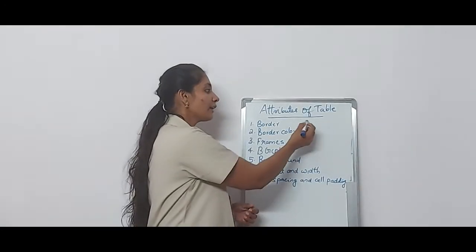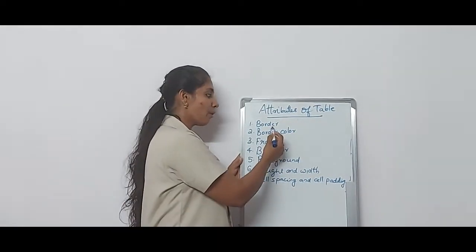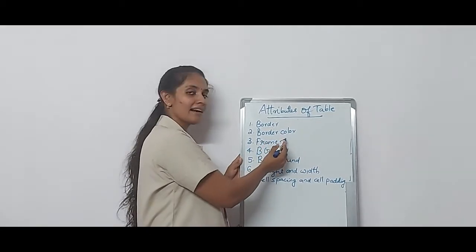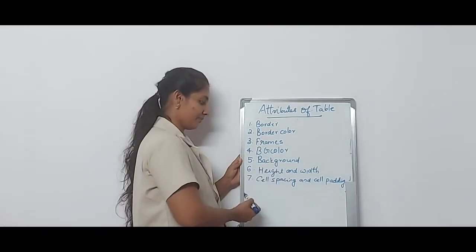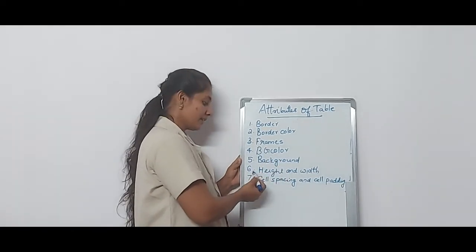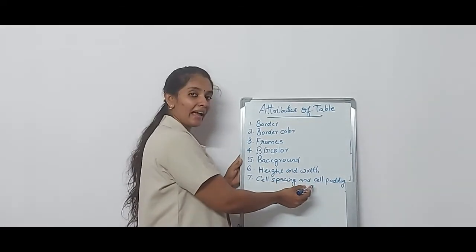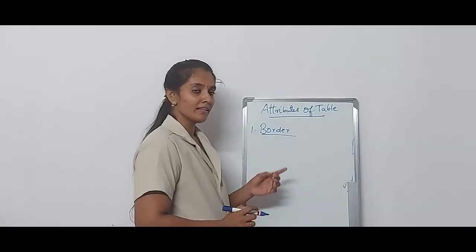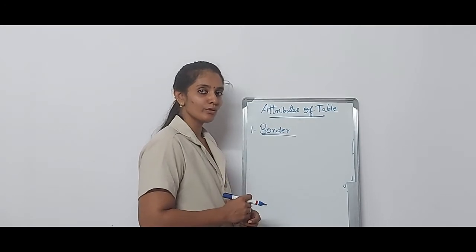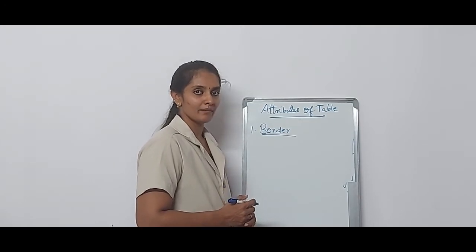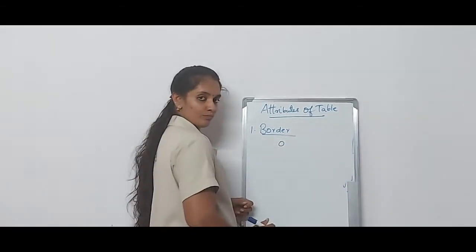Next are the attributes of the table tag. These are the attributes of the table tag. The first one is border. Second, border color. Third, frames. Fourth, BG color. Fifth, background. Sixth, height and width. Seventh, cell spacing and cell padding. First one is border. This border attribute is used to give a border for the table. The default value of the border attribute is 0.